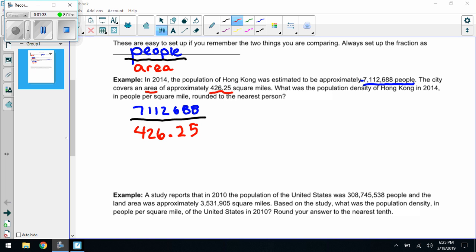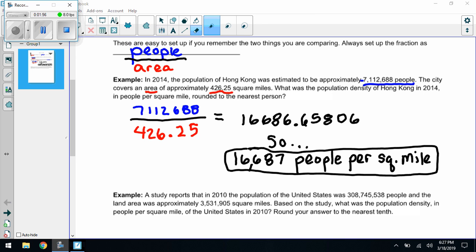And just like the notes above, it shows people over area, and that over is a fraction bar. So that's what we put in Desmos. 7,112,688 divided by 226 and 25 hundredths. So remember that decimal is very important. And once you do that, in your calculator, you get this long decimal.